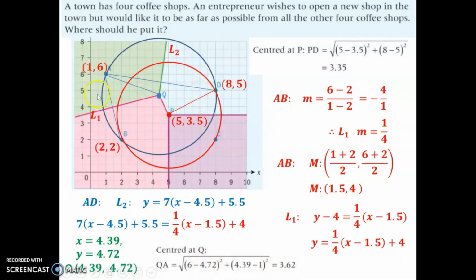So that allows us to answer the initial question. We know that point Q has this distance from those coffee shops, and point P has this distance. Therefore, point Q is the best location because it is furthest from all the coffee shops.